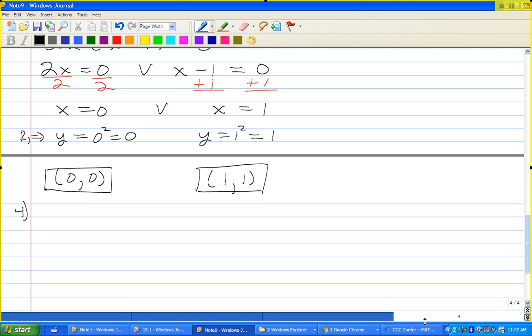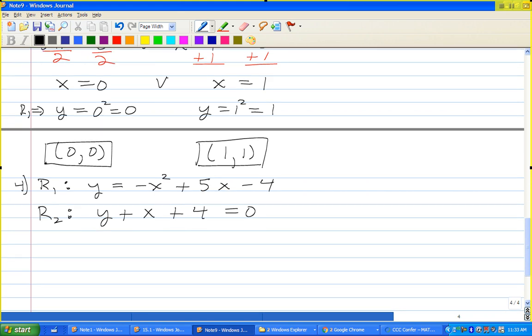And so y equals negative x squared plus 5x minus 4, and y plus x plus 4 equals 0. Okay, so this is actually the case of a parabola and a line.